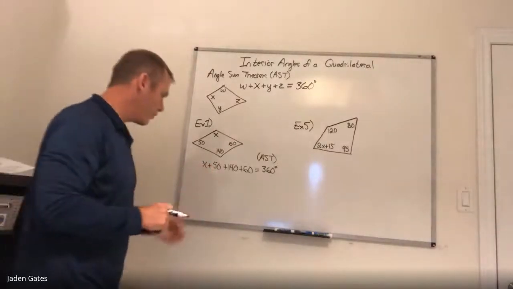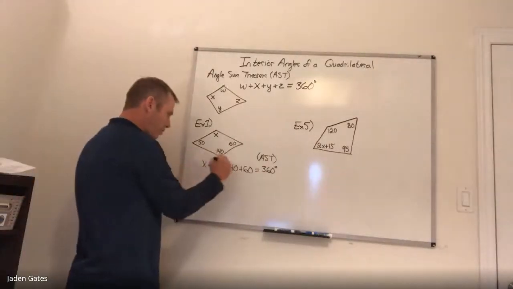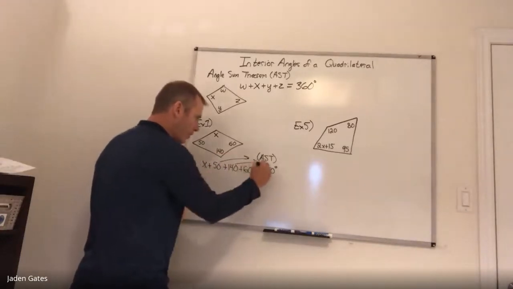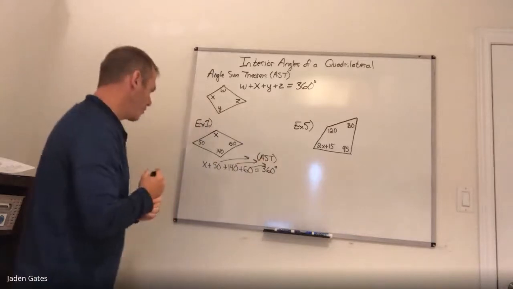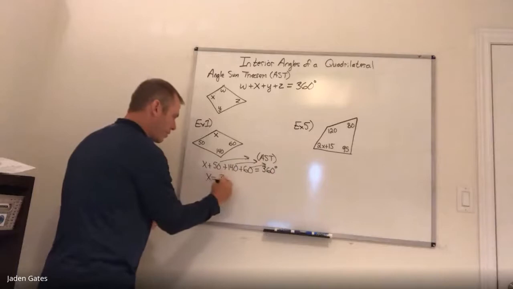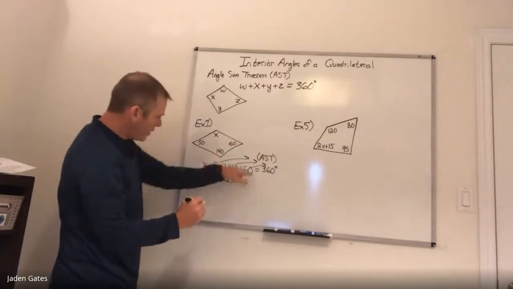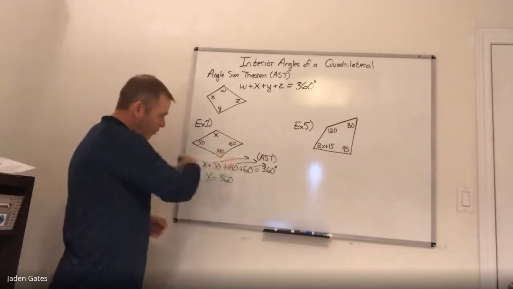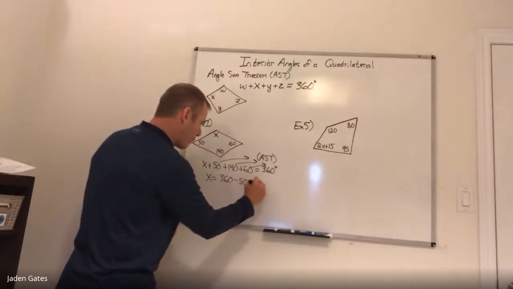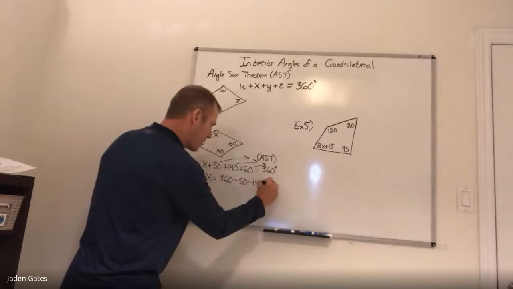But just like we've been doing, I want to solve for X, so I'm going to move the 50 over, the 140 over, and the 60 over. So I have X is equal to, I have my 360 degree angle. Each of these angles that I'm moving over are all positive, so when I move them over, they're negative. So I have a minus 50, a minus 140, and a minus 60.